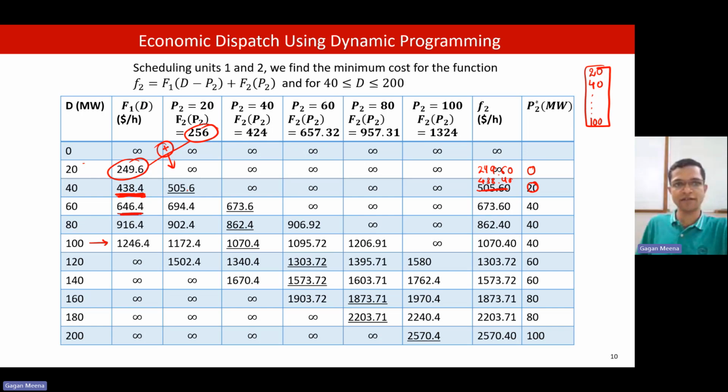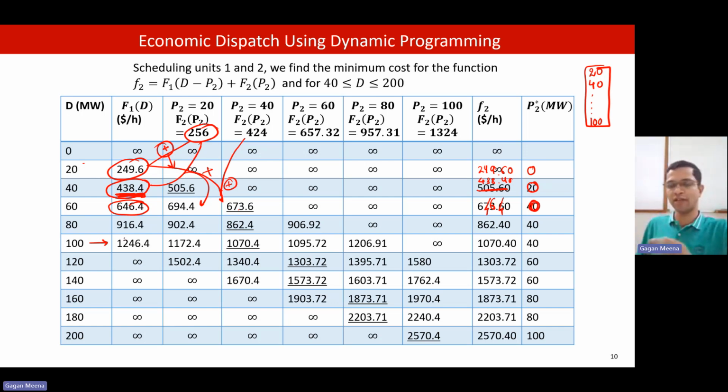The second option is P2 generates 20 and P1 generates 40. In that case, you have to add these two, this one and this one, and you will get this. The third option is P2 generates 40 and P1 generates only 20. Then add this and this, and we get this. Out of these three, which one is minimum? This one is minimum, 646.4. So this will be 646.4 and P2 is still 0.